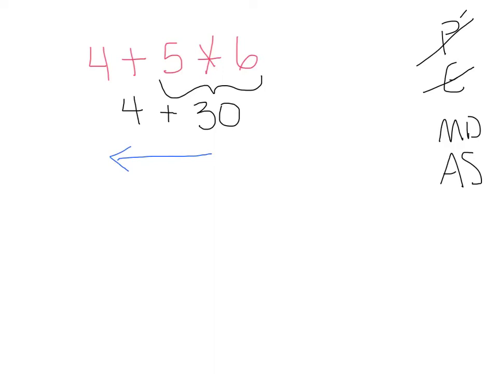So am I done with multiplication and division? Yep, I can cross that one off. Now, are there any addition and subtraction? Sure are. Now I have 4 plus 30, so that's 34. So 4 plus 5 times 6 is equal to 34.